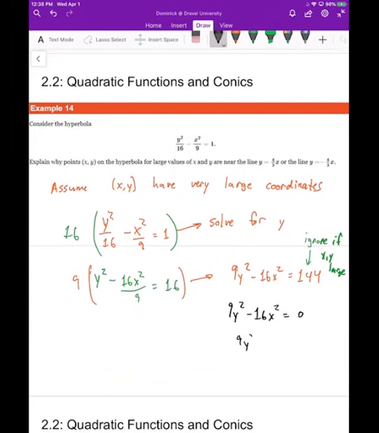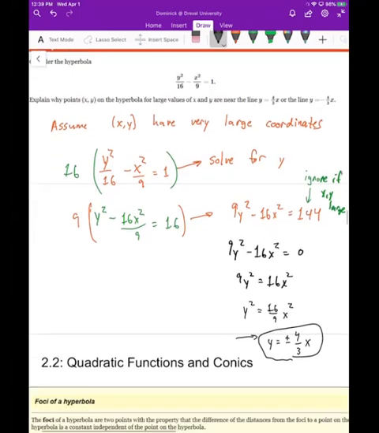Now, if we finish solving it, we get 9y squared is equal to 16x squared. Divide the 9 over, and then if we take the square root, we'll get y is plus or minus the square root of 16, which is 4, over the square root of 9, which is 3, times the square root of x squared, which is x. So you're seeing that y is equal to plus or minus 4/3 x. And again, for large values of x, we can ignore the 144, and we see that it's going to be close to that line. One of those two lines, I should say.